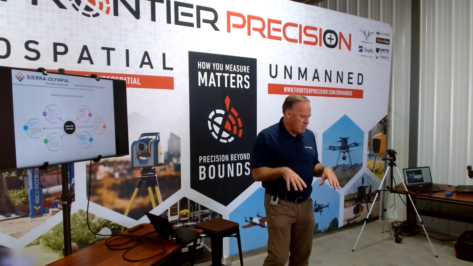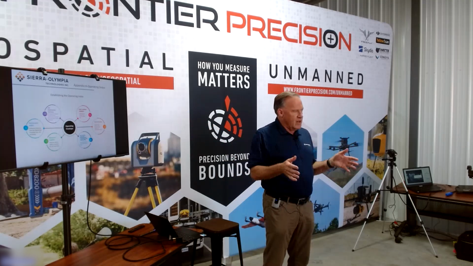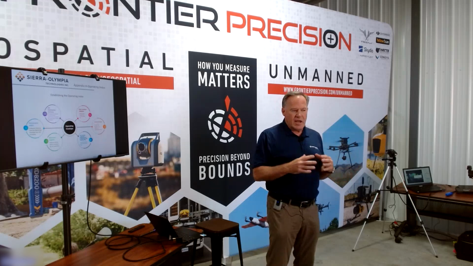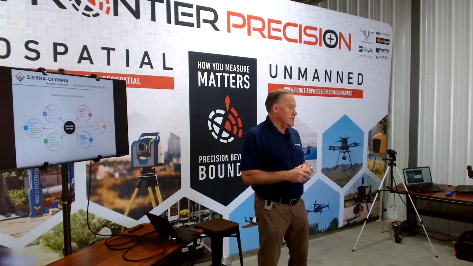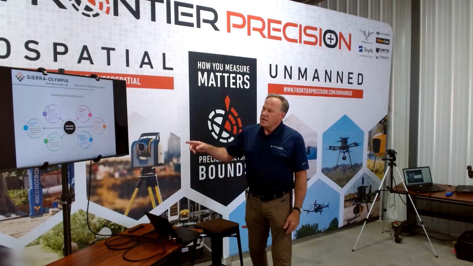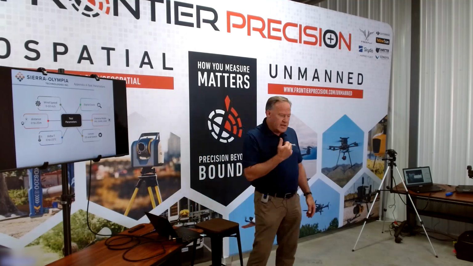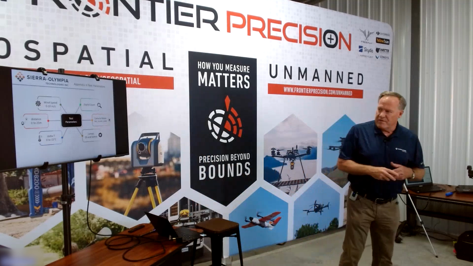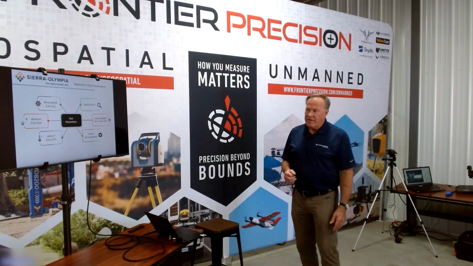When we went through our most recent testing to validate for Appendix K, we decided to follow what the EPA was doing and show people what this might look like. I think we're the very first company in the United States to do this. We established these characteristics of OGI performance: audits, necessary supplies, site facility inspections, record keeping, and field conditions. Nobody's ever done this that I know of before, because everybody asks you this, but nobody has the information. We now have it.